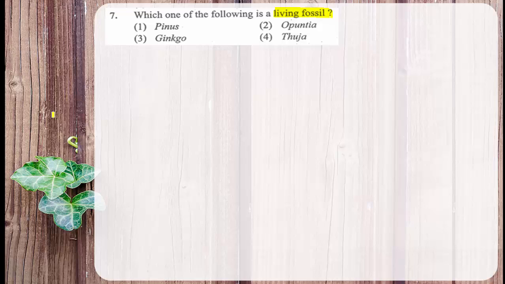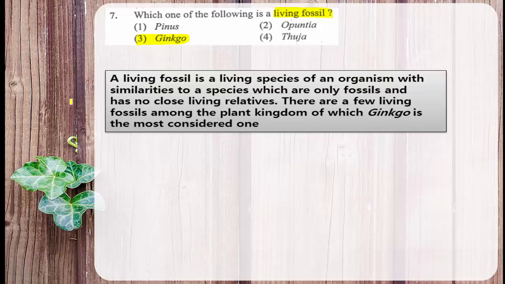And among the given options are Pinus, Opuntia, Ginkgo and Thuja. And here Opuntia is belonging to the angiosperms, whereas Pinus, Ginkgo and Thuja, all these are the members of gymnosperms. Opuntia is only belonging to angiosperm. The Pinus, Ginkgo and Thuja are belonging to the gymnosperms. And right answer for this question is Ginkgo biloba. The complete name of this gymnosperm is Ginkgo biloba. The same explanation is mentioned here.